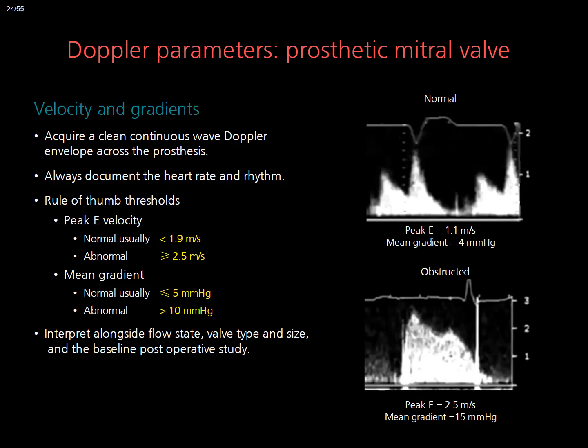A peak E of 2.5 or more, or a mean gradient above 10, strongly suggests significant obstruction. Before you label it stenosis, check for tachycardia, anemia, high output states, and significant regurgitation, which can all raise gradients. Finally, compare with valve-specific reference values and the patient's baseline post-operative study.